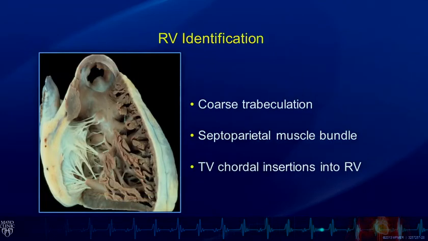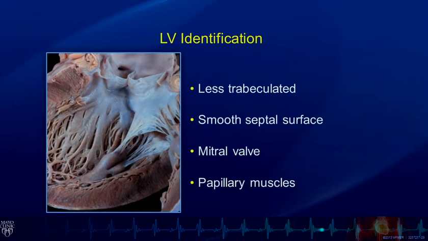Let's turn our attention now to the right ventricle. We're going to identify the characteristic features of the right ventricle. In this pathology image, we can see that the right ventricle demonstrates coarse trabeculation. There's a septoparietal muscle bundle which separates the inflow portion of the right ventricle from the outflow portion of the right ventricle. And then the tricuspid valve is unique in that it has chordal insertion directly into the wall of the right ventricle. So again, characteristic features, coarse trabeculation, and chordal insertion into the wall of the right ventricle.